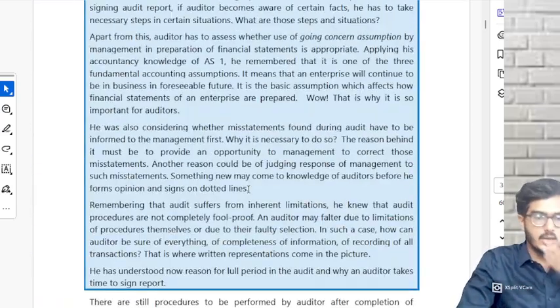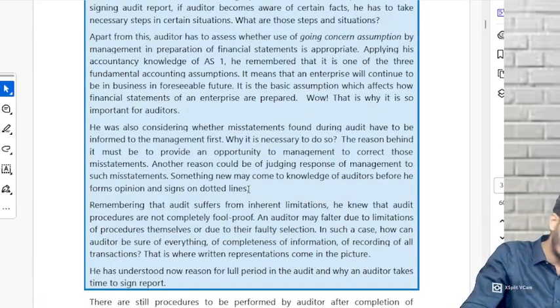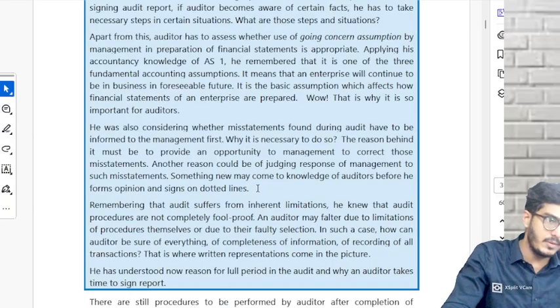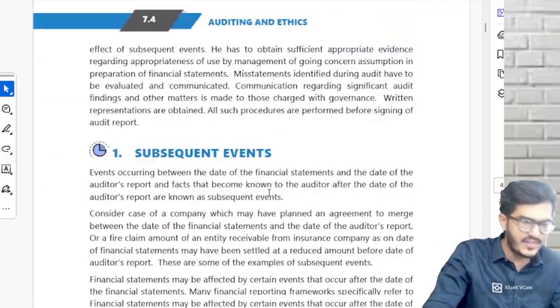Chalo. Now we are going to discuss SA 560. Again, an important standard for your May attempt. Why? Because they have not tested it. What is SA 560? Subsequent events.